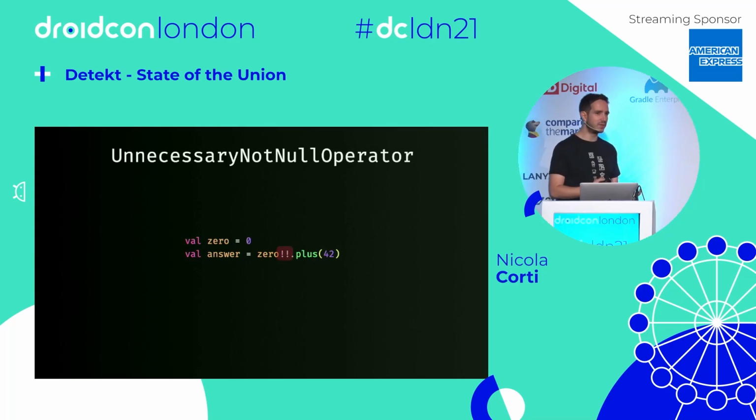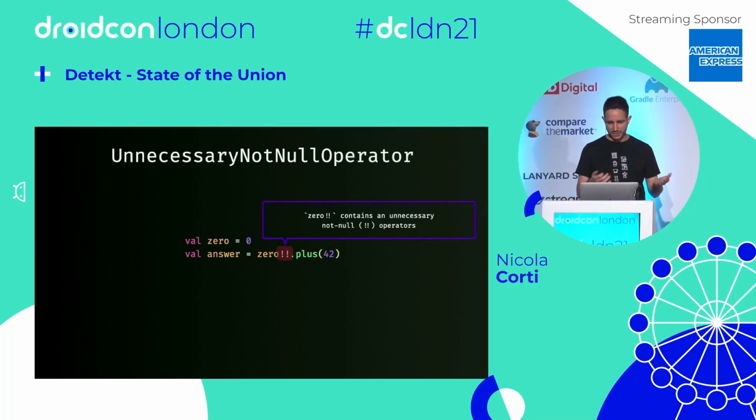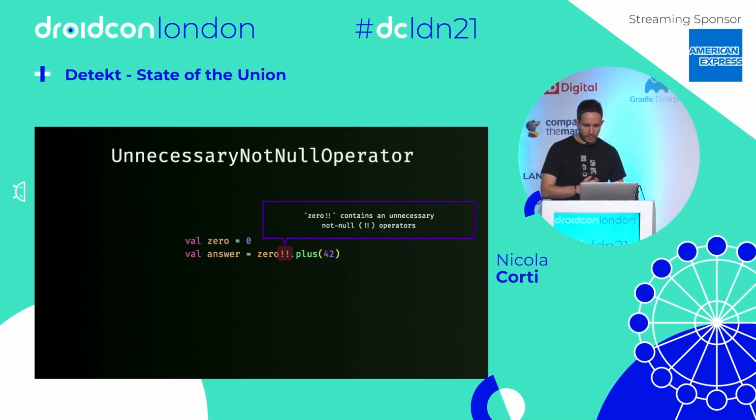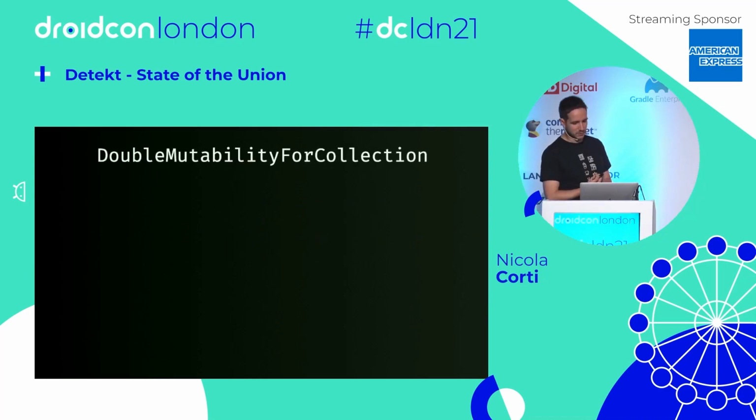Detekt has this power to understand types. And here it'll tell you 0 contains an unnecessary non-null operator and can be removed. You don't need this code. The reason why I'm presenting this rule is because it is a little bit more powerful than the others I showed before, because it has the concept of types that are crucial for how Detekt works internally. I'll get back to this later in the talk.